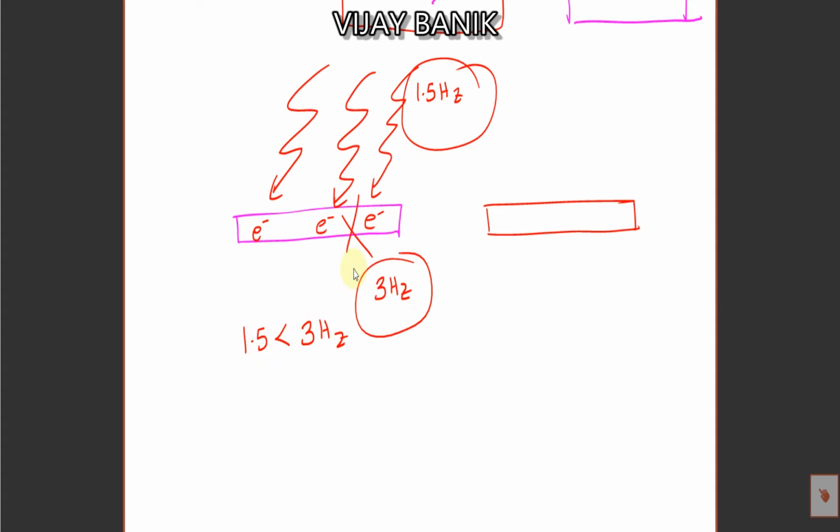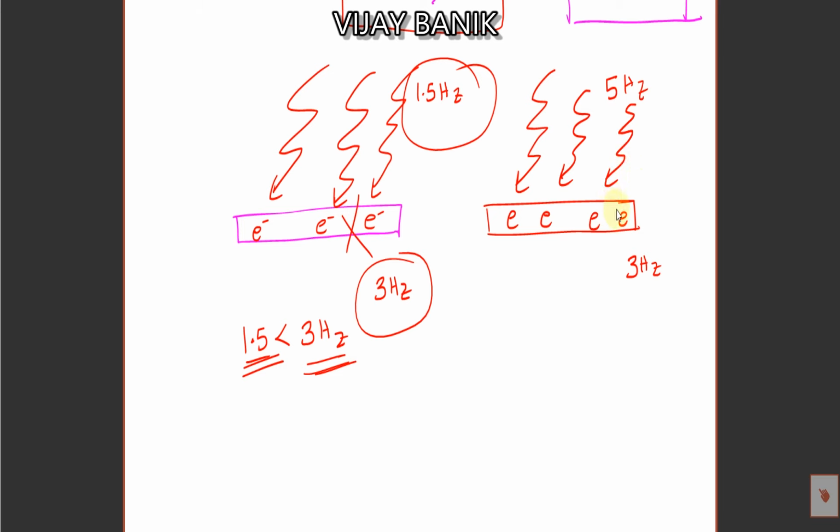These are just examples I'm showing, these are not constants. Since the frequency of your incident light is less than your threshold frequency, no emission of electrons takes place. So again, I take the same metal, let's say 3 hertz. Then the electrons require 3 hertz of light. Let's say this particular light has around 5 hertz. The frequency of this light is 5 hertz. Yes, the electron will get ejected.